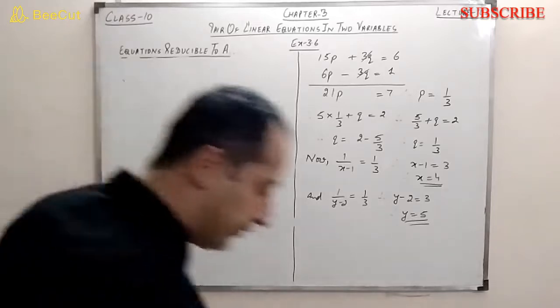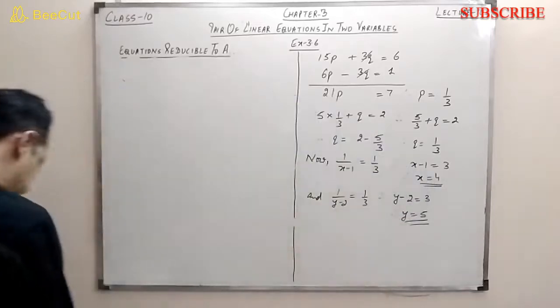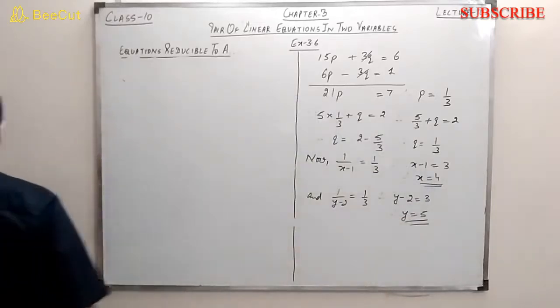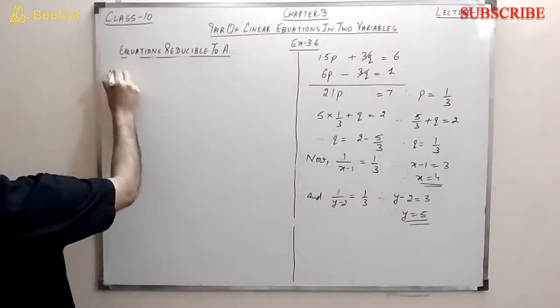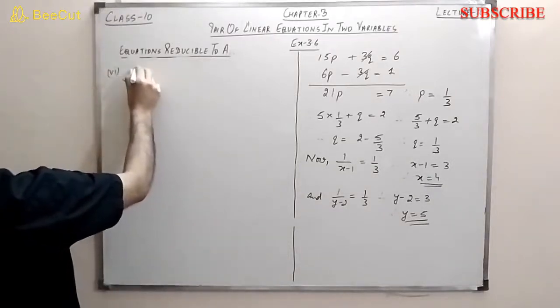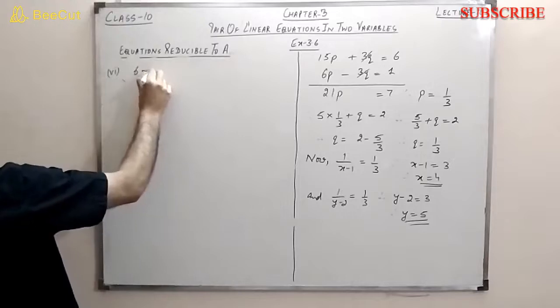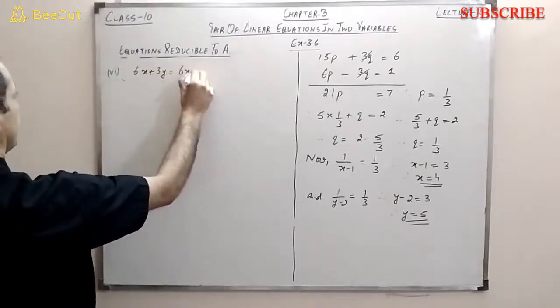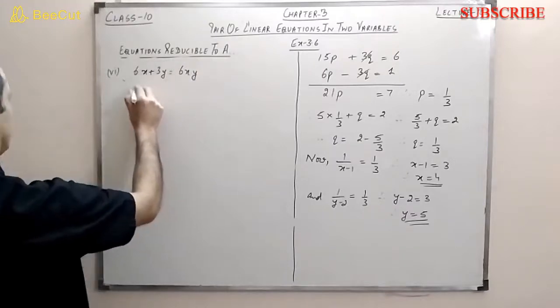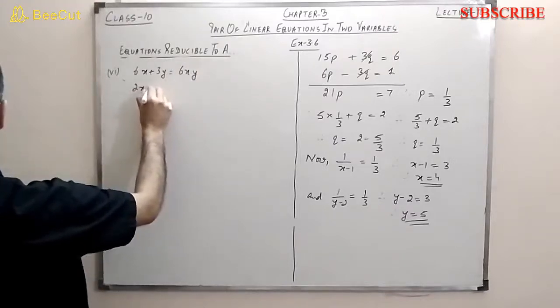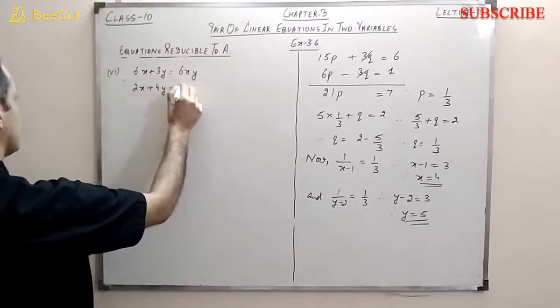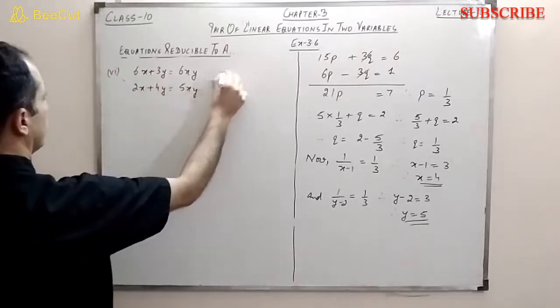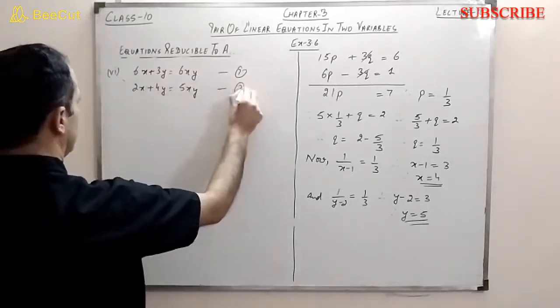Now if we see the sixth part of this exercise, it is given as 6x plus 3y equal to 6xy, and then we have 2x plus 4y equals 5xy. So these are the two equations.